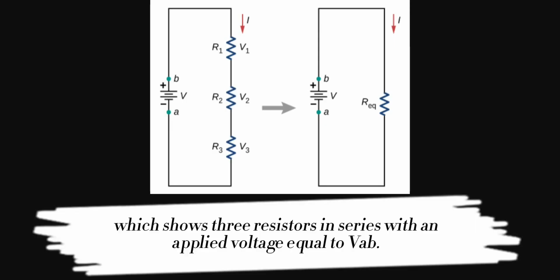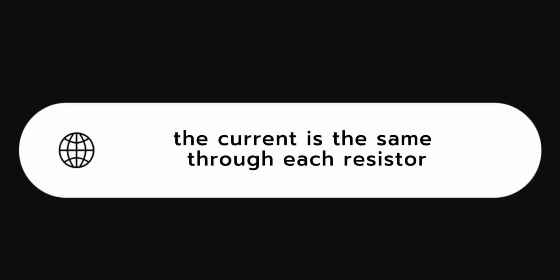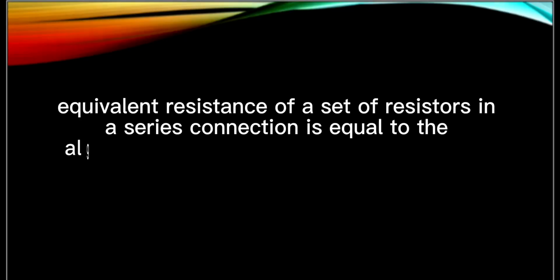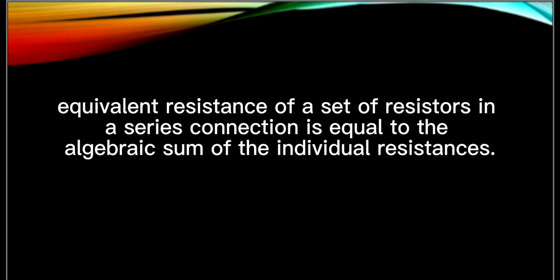Consider this illustration, which shows three resistors in series with an applied voltage V sub AB. Since there is only one path for the charges to flow through, the current is the same through each resistor, and the equivalent resistance of a set of resistors in a series connection is equal to the algebraic sum of the individual resistances. Take a look at this figure.